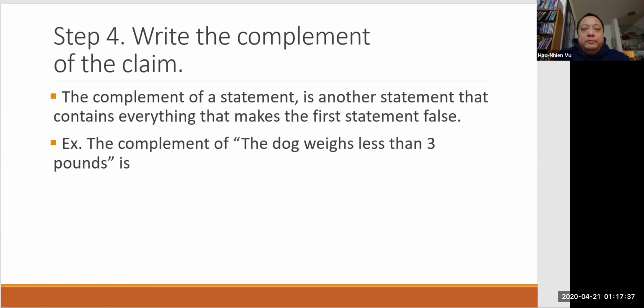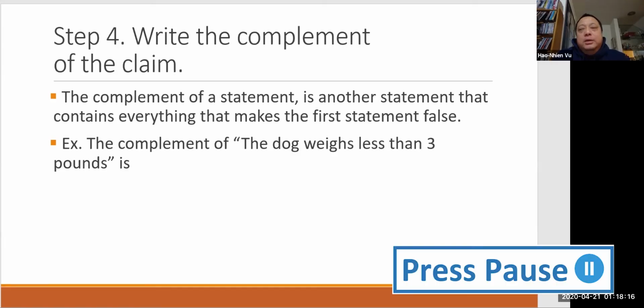Now step 4, write the complement of the claim. The complement of a statement is another statement that contains everything that makes the first statement false. So for example, if I say the dog weighs less than 3 pounds, then what's the complement of what I just said? Hit pause and determine the complement.